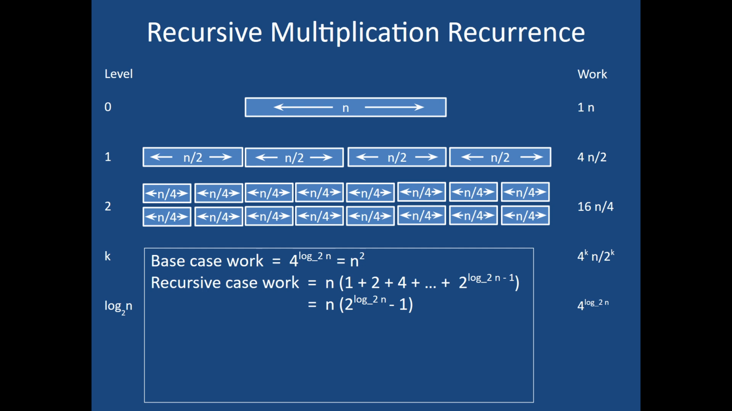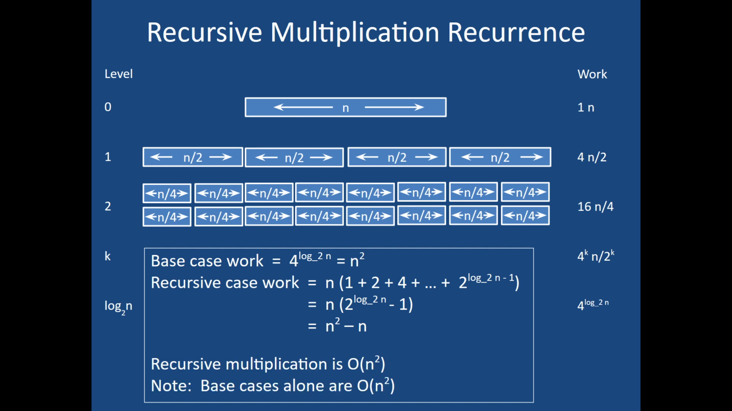And 2 to the log base 2 of n is what? N. So that's O of n squared. Turns out the base case alone is O of n squared. That's sort of the opposite of the other one. So this one, we do most of our work at the bottom. Even though that work happens really fast, there's just a tremendous amount of them to do. So O of n squared. Bummer, right? Remember recursive multiplication? We were supposed to improve on the grade school algorithm. Apparently we didn't.